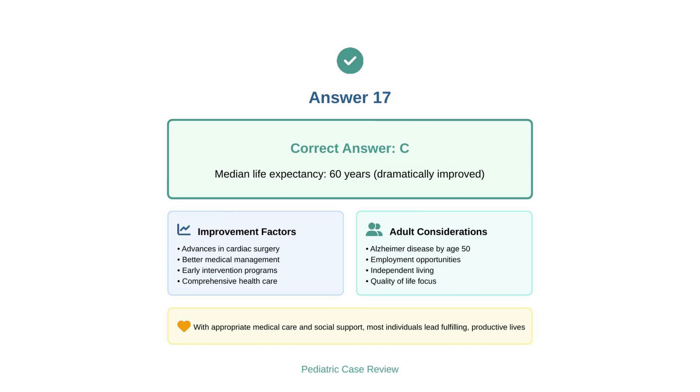Current median life expectancy for Down syndrome is approximately 60 years, representing dramatic improvement over recent decades due to advances in cardiac surgery and medical management. Adult considerations include increased Alzheimer's disease risk after age 50, employment opportunities, and independent living arrangements. With appropriate medical care and social support, most individuals lead fulfilling, productive lives.